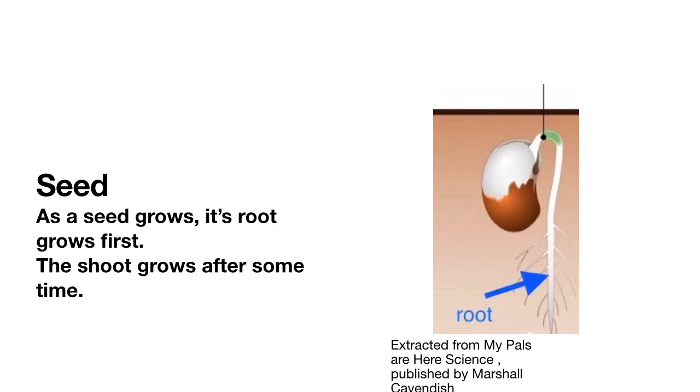So what happens during seed germination? As the seed grows, its roots grow first. The roots usually grow first, then the shoot grows after some time. And then it becomes a young plant, and the young plant just grows slowly, right? It increases in size, right? With more anatomy like the leaves, like the buds, like the flowers to produce the seed accordingly.